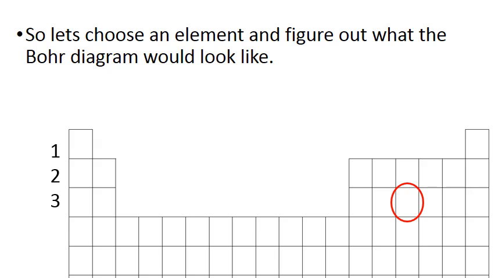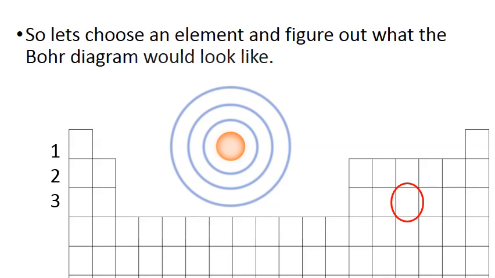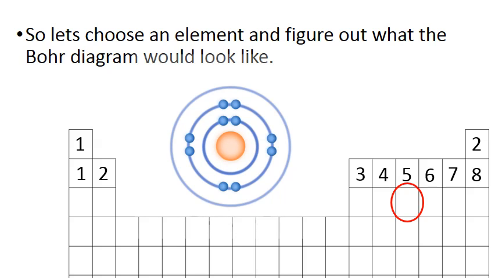It is in the third period, right? It's 3 rows down. So we already know it has 3 shells, or 3 orbits. Now in the first shell, it's going to have 2 electrons. So we'll put those in, 2 electrons. In the second shell, it has 8 electrons. So we draw in 8 electrons. And then in the third shell, it has 1, 2, 3, 4, 5. And then we stop there because that's the element we're at. So we draw in 5 electrons.